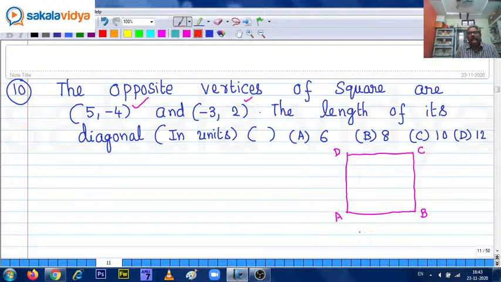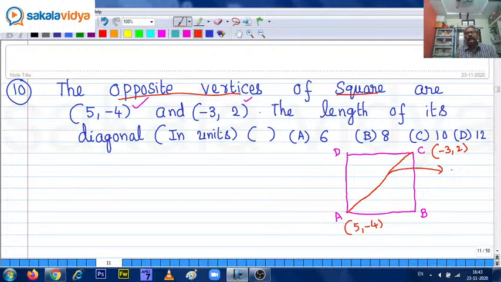That means you can write like this. A coordinates are 5 comma minus 4. C coordinates are minus 3 comma 2. Why should we write like this? Because they are the opposite vertices of a square. By joining opposite vertices you get a diagonal. So this is nothing but a diagonal. What are we asked here? The length of its diagonal. In a square diagonals are equal, so just the distance between point A and point C determines the length of the diagonal. So find the distance between 5 comma minus 4 and minus 3 comma 2. That's all.